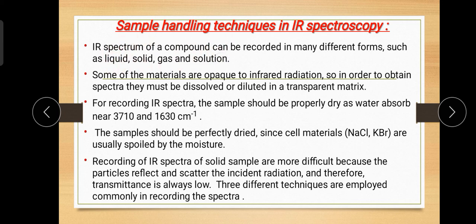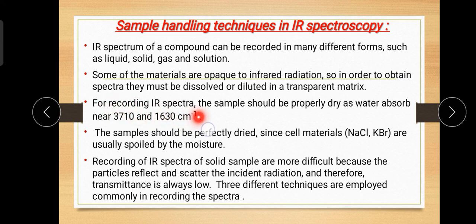Some of the materials are opaque to the infrared radiation, so in order to obtain the spectra they must be dissolved and diluted in a transparent matrix. That means if a particular material is opaque to the infrared radiation, then in order to obtain its spectra, it must be dissolved or diluted in a transparent matrix. Then we will get the proper spectra of that sample.